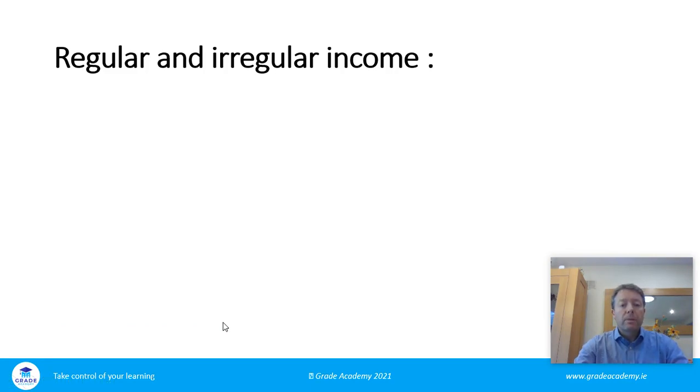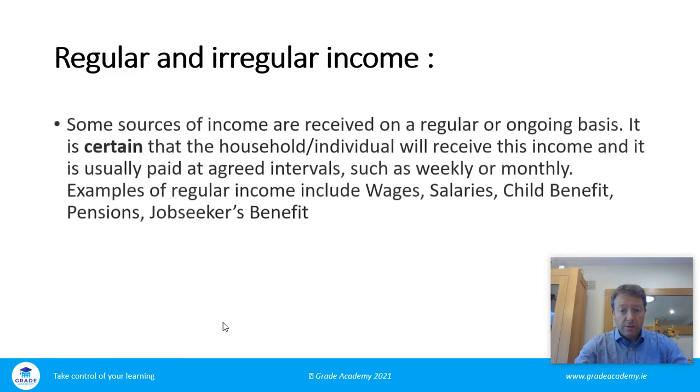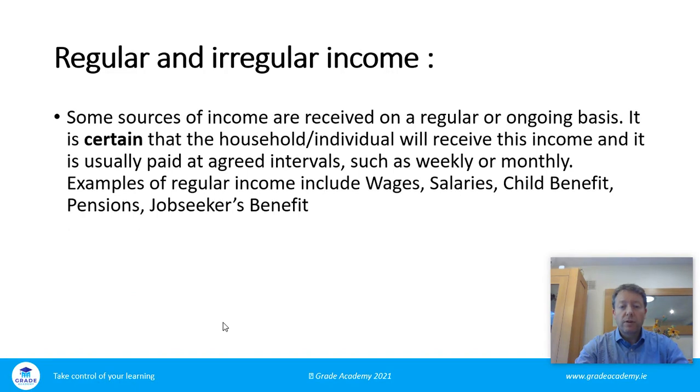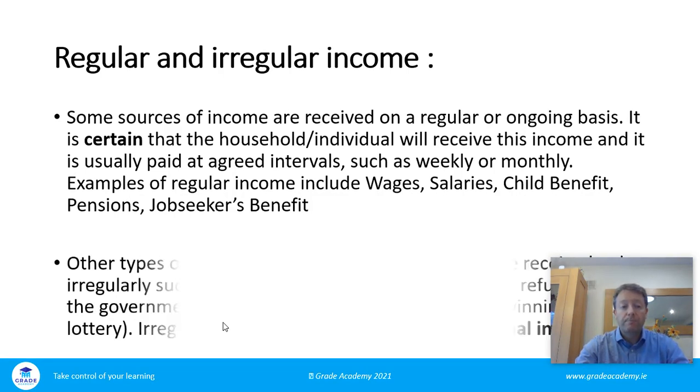Now, regular income and irregular income. Some sources of income are received on a regular or ongoing basis. It is certain that the household or the individual will receive this income, and it is usually paid at agreed intervals, such as every week or every month. Examples include wages, salaries, child benefit, pensions, job seekers benefit.